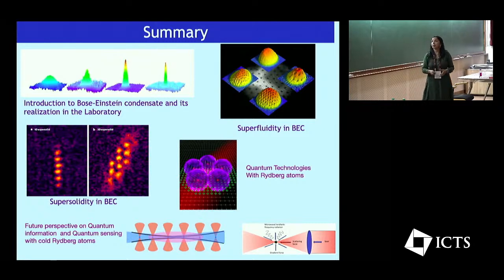So I come to the final slide of my talk. This is the summary. I gave an introduction to Bose-Einstein condensate and how we realize it in the laboratory. I talked about exotic properties of Bose-Einstein condensate like superfluidity and supersolidity. And I talked about quantum technologies with Rydberg atoms and future perspective on quantum information and quantum sensing with cold Rydberg atoms. Thanks for your kind attention.